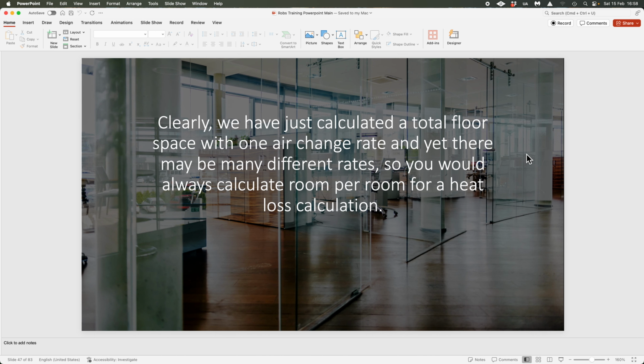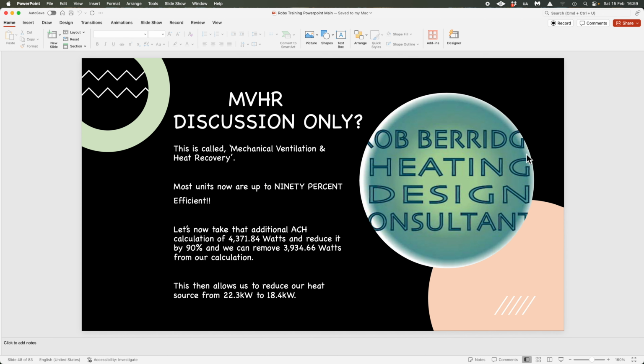Okay, so we just calculated the total floor area with one air change rate, and yet there will be many different rates. So that's just reiterating what we've just discussed. Now, this next slide is something that I think is very open for discussion, and something that I believe should be part of retrofit projects. In fact, I believe it should be installed in every single new build project, and I have no idea why building regulations are not insisting on this technology being put into buildings. And of course, we're talking about mechanical ventilation and heat recovery, or MVHR.